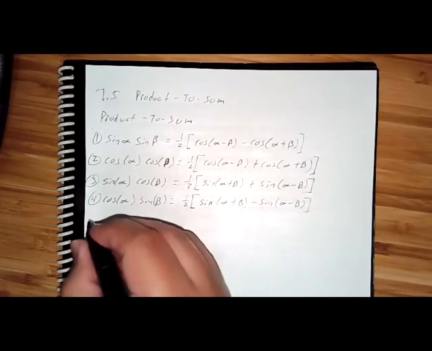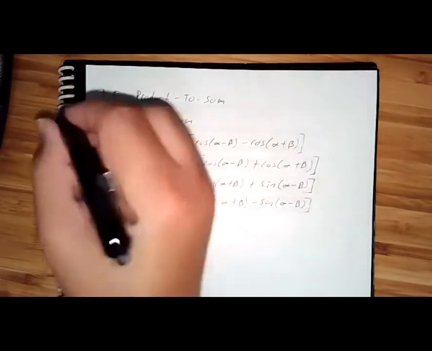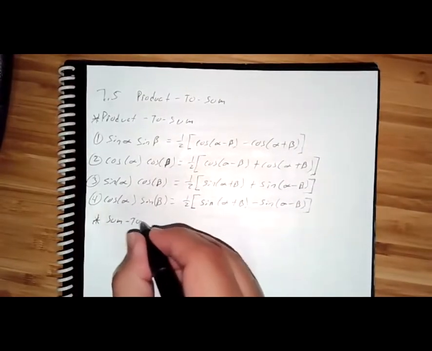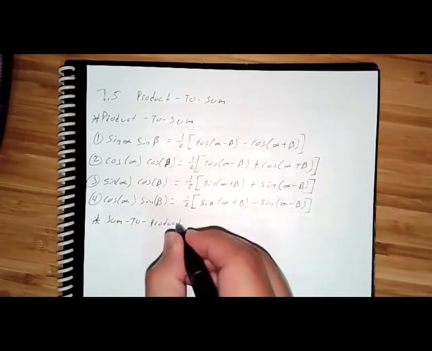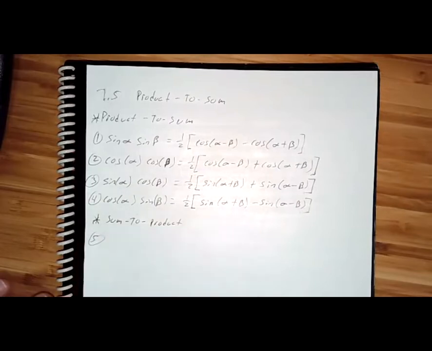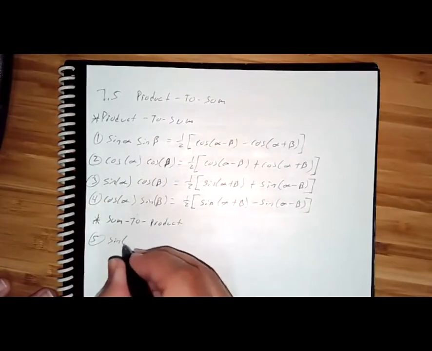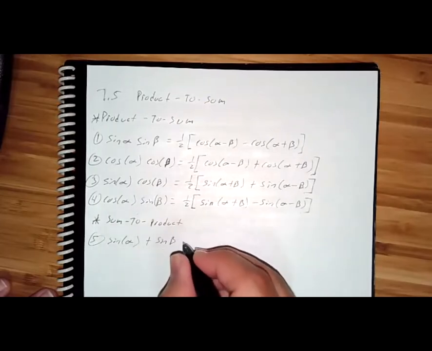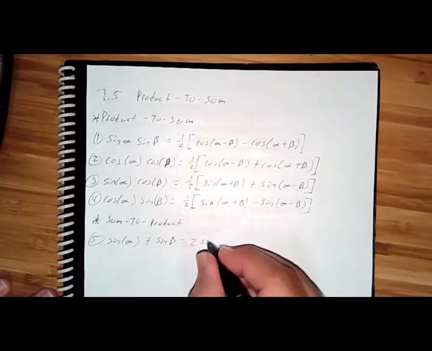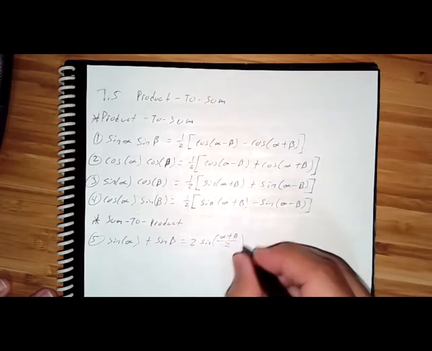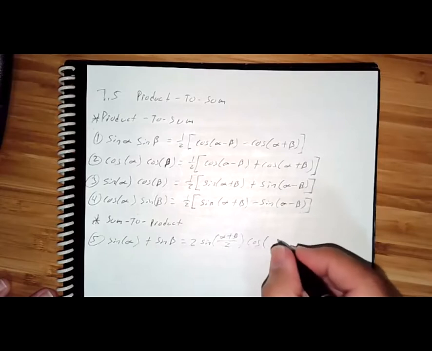The next one is going to be the next set. It's going to be sum to product. So this will be sine alpha plus sine beta equal to 2 sine of alpha plus beta over 2 cosine of alpha minus beta over 2.